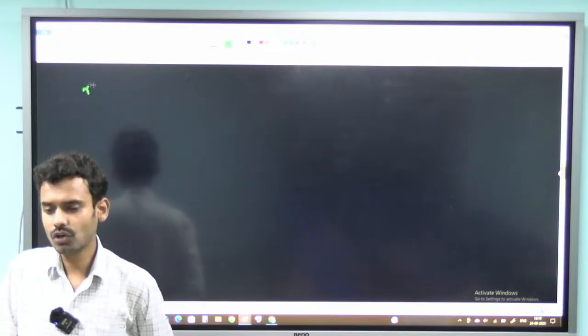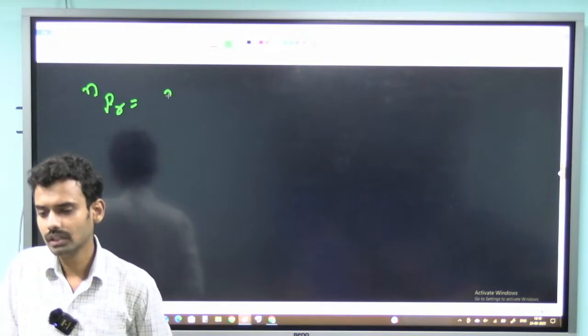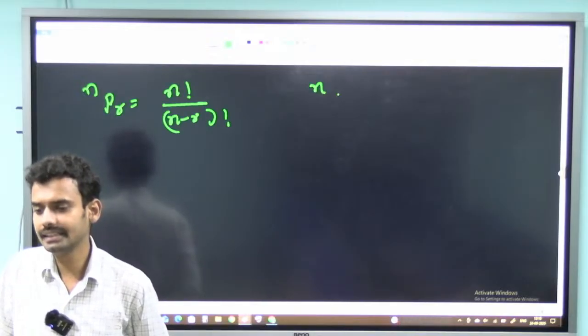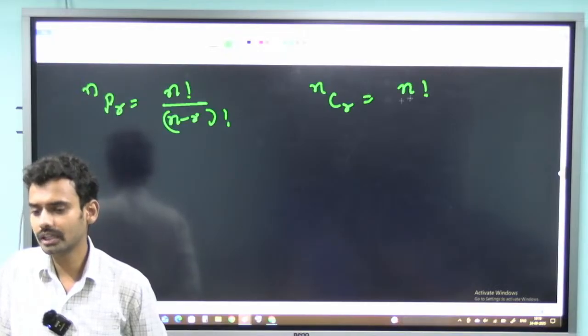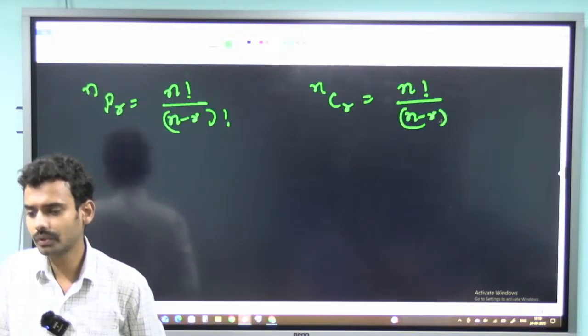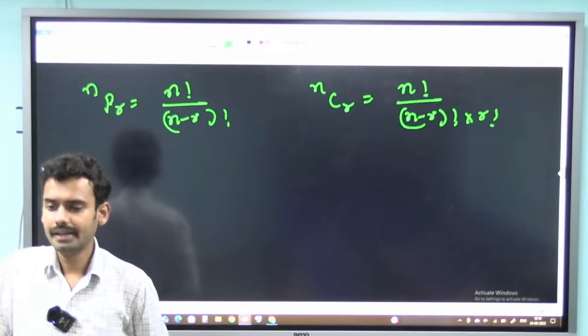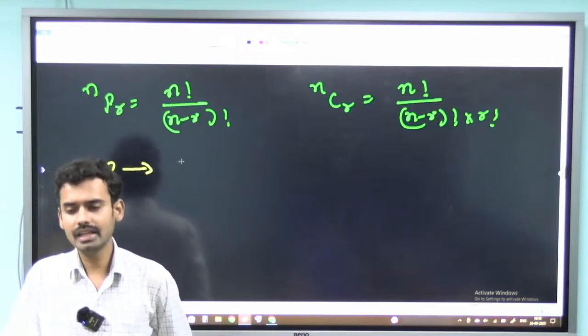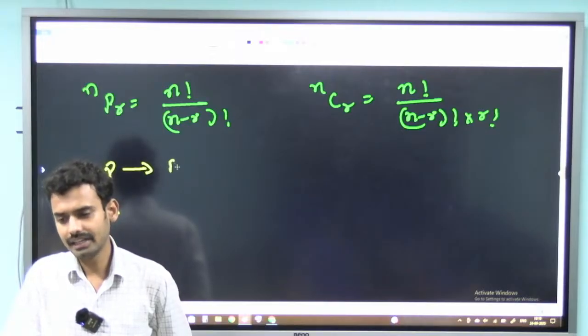Now come back to the formula. nPr is equal to n factorial by n minus r factorial, and nCr is equal to n factorial by n minus r factorial into r factorial. Now let me try to understand what is P and what is C. Permutation, as we have already studied, is arrangement, and combination is nothing but selection.